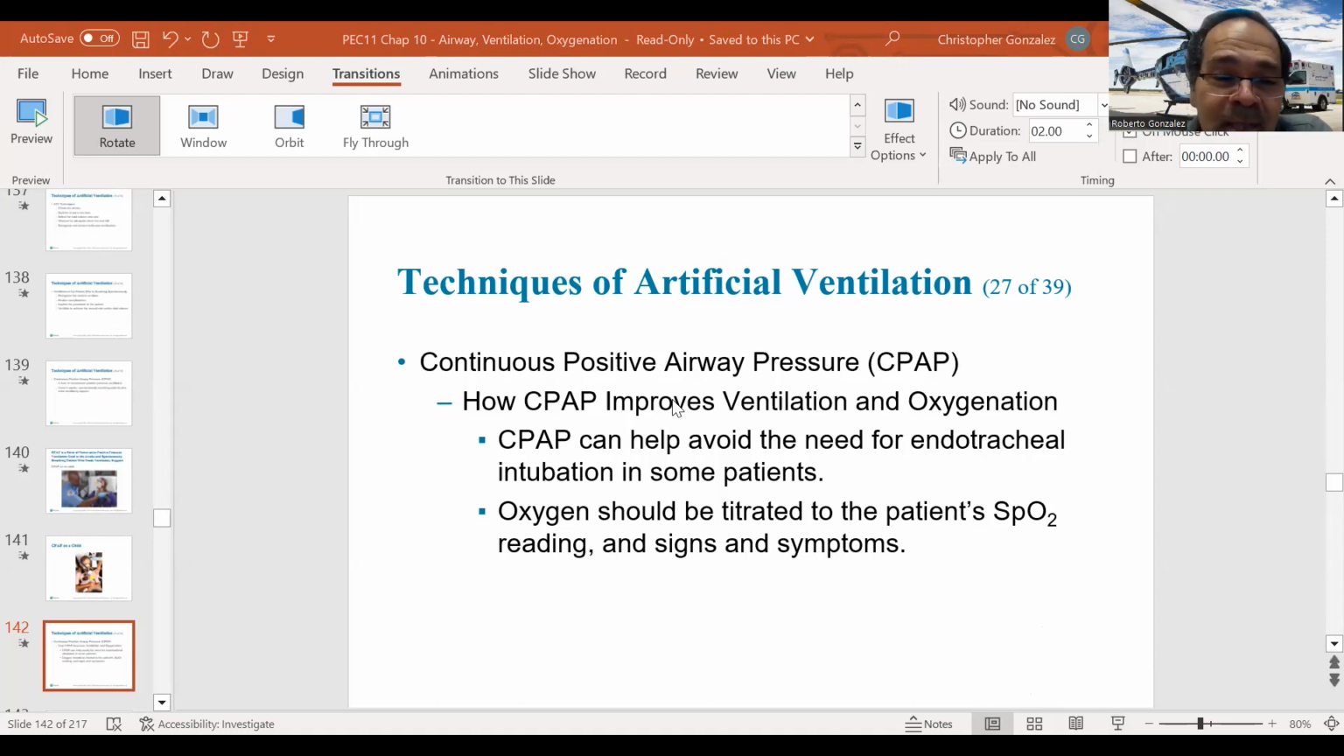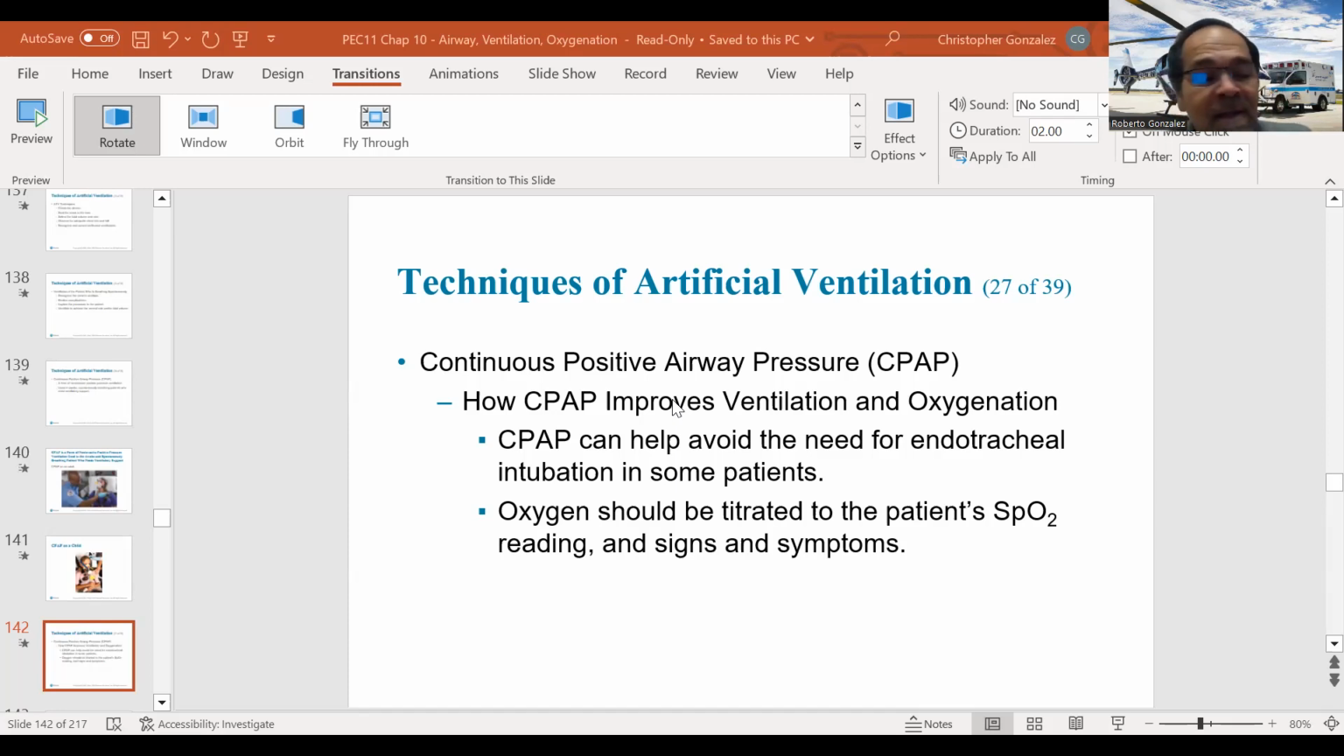So anyway, we stayed on techniques for artificial ventilation. And the techniques that we talked about, and this is something that we had just talked about too, I believe it's continuous positive airway pressure, which is CPAP. CPAP improves ventilation and oxygenation. CPAP can also help avoid the need for endotracheal intubation, which is an advanced level airway management. And oxygen should be titrated to the patient's SpO2 reading.